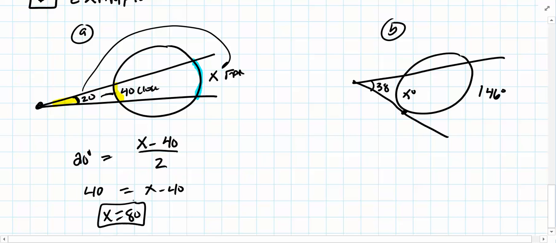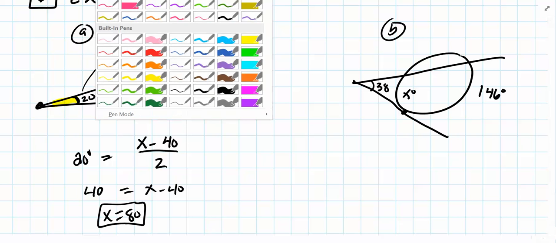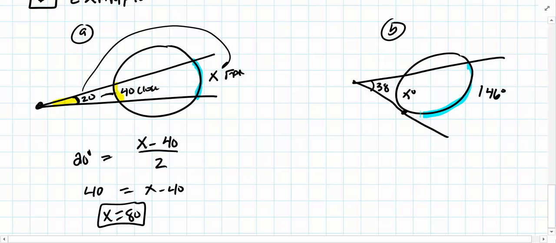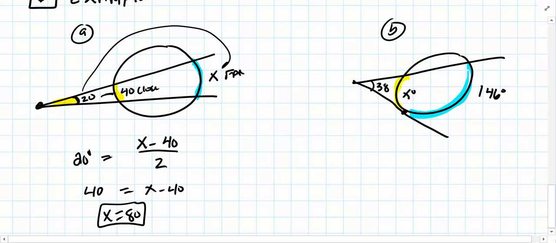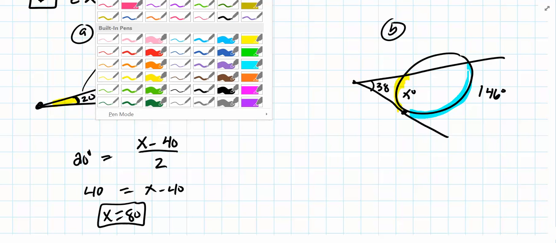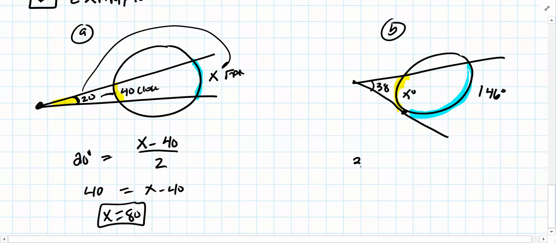Check the other side. Again, this is the far arc, right? And this is the close arc, the yellow one. So what's the relationship between all of these things? Well, we know that 38 has to be the far one, which is 146, minus the close one, which is x, all divided by 2. You should get 70 degrees for that one there.